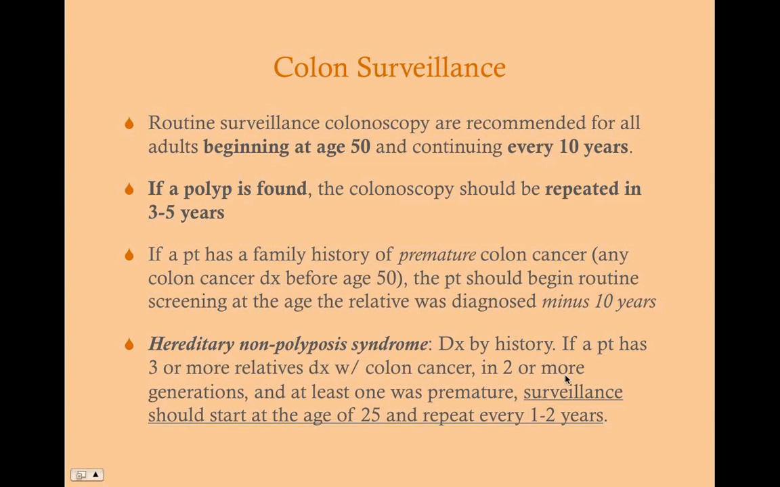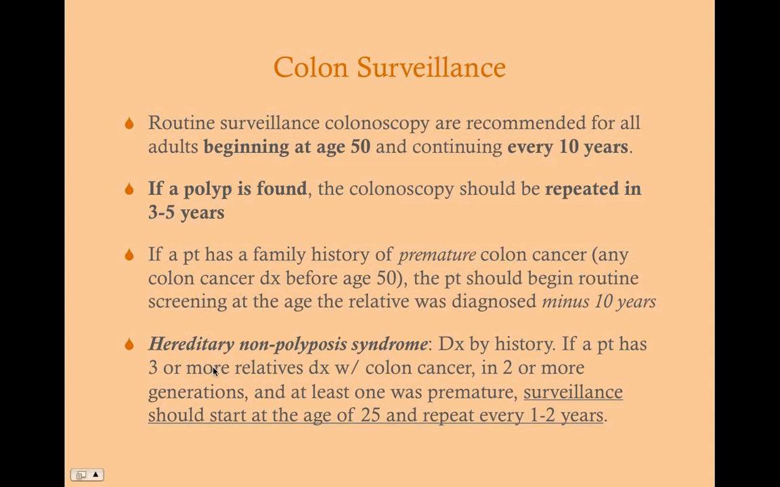It's got to be in 2 or more generations, and then at least one of them has to be premature. So 3 or more relatives in 2 or more generations, and at least one is premature. Any patient at whatever age they are who fits this criteria is considered to have hereditary non-polyposis syndrome.